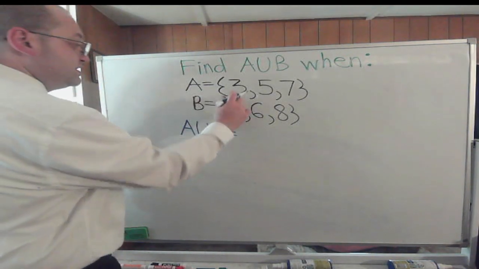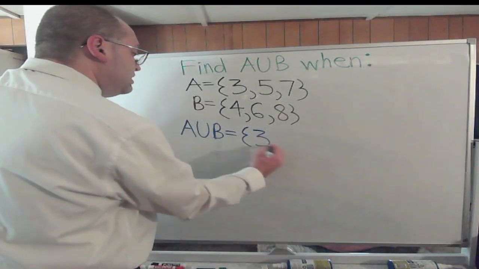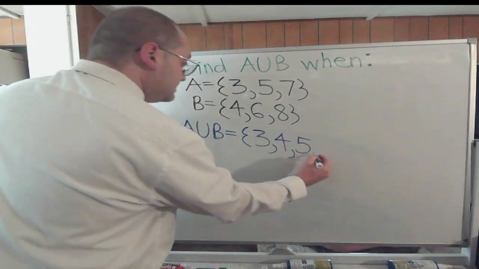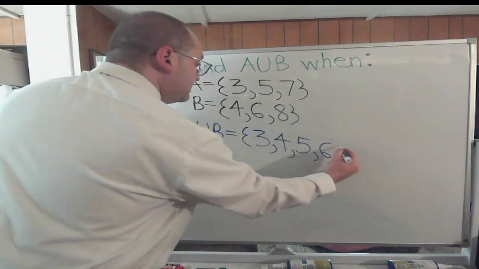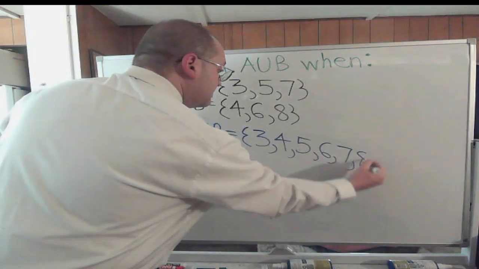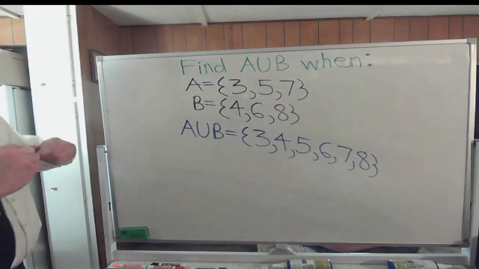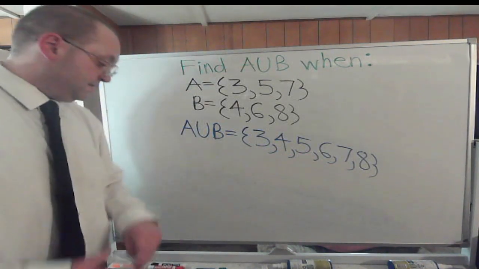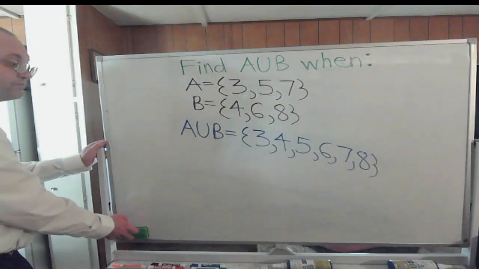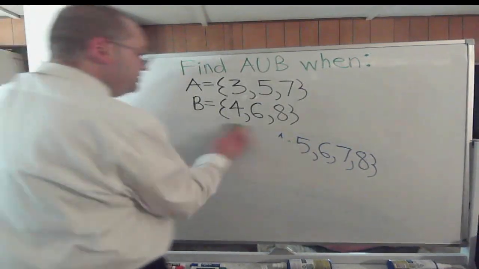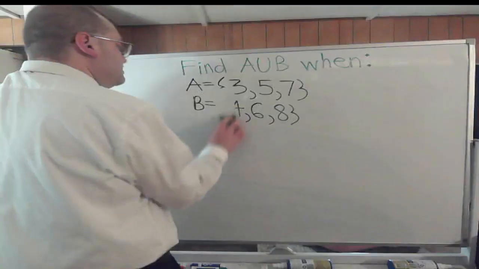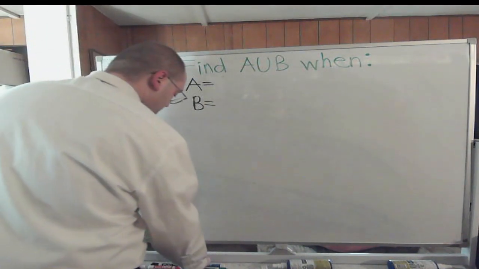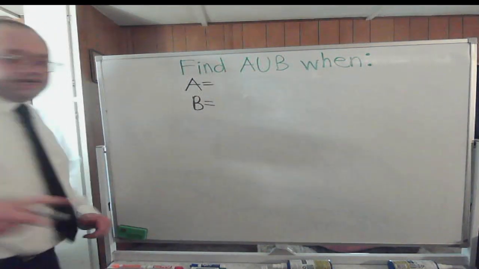So start with your smallest number. You'll get 3, then 4, then 5, then 6, then 7, and then 8. So in this particular case, A in union with B gives you the set of 3, 4, 5, 6, 7, and 8. That's all you would get for that. So unions are actually pretty easy to understand. They're simple enough to understand. Intersections won't be that bad either, but they're different.